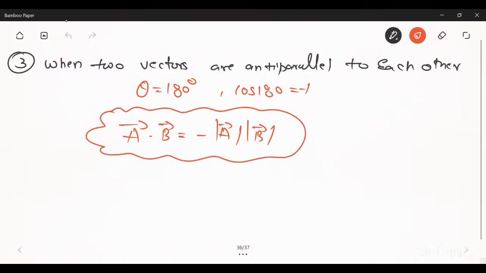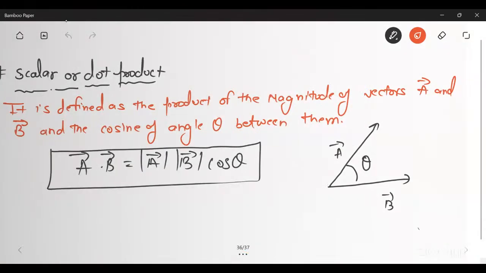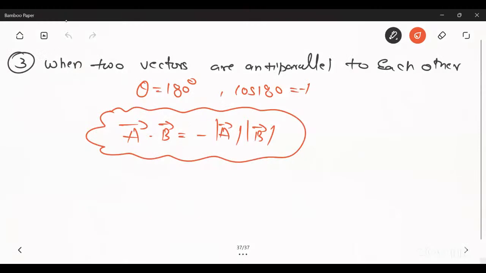Okay, so those are the three cases. When two vectors are parallel to each other, the angle between them is 0 degrees, so A dot B is mod A mod B. When the two vectors are perpendicular to each other, the angle between them is 90 degrees, so A dot B equals 0. And the third case is that the angle between them is 180 degrees, so cos 180 equals -1, so A dot B equals minus mod A mod B.